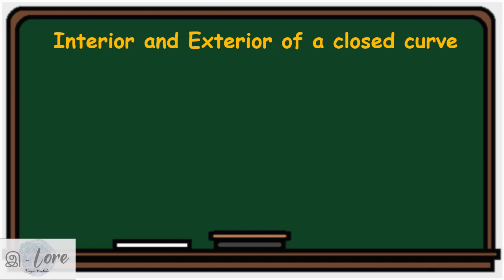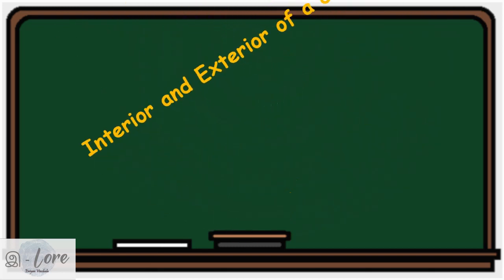For example, I am inside the house, some of you are outside the house, and some of you are standing on the house. These are the three basic examples. For your better understanding, I am ready to show some diagrams which explain the interior and exterior of a closed figure in detail.